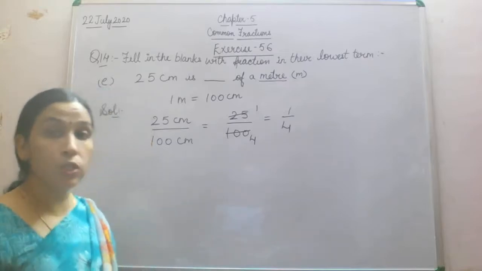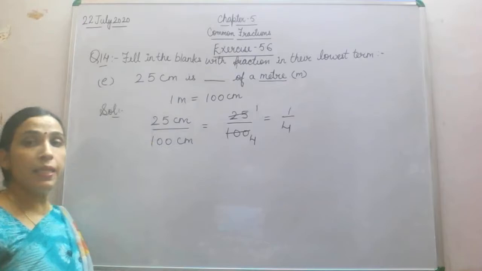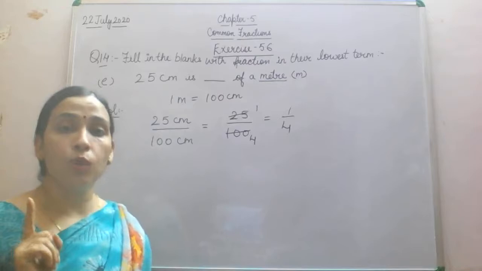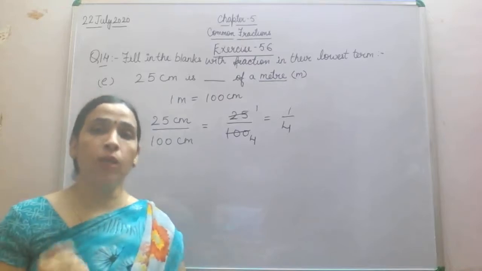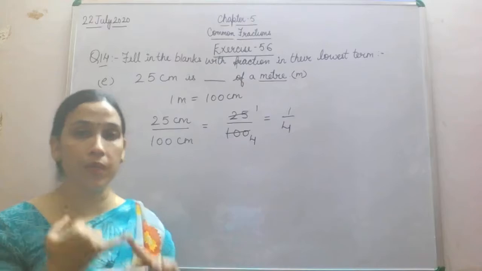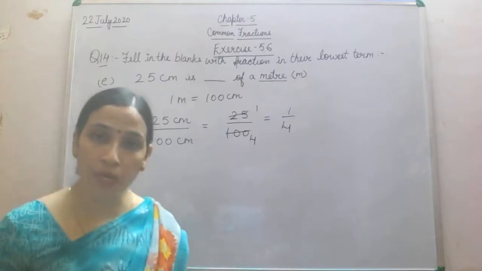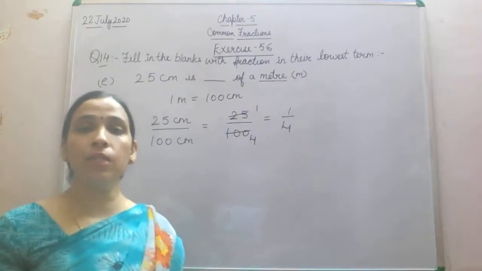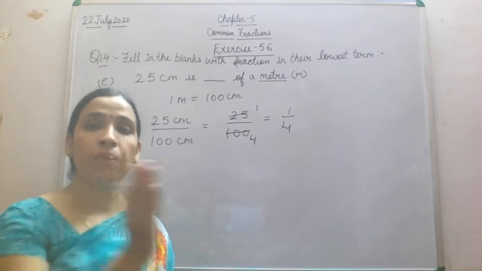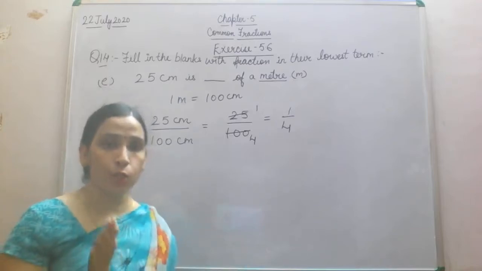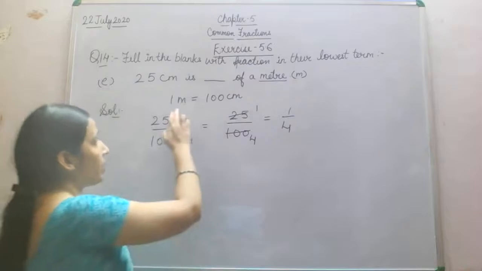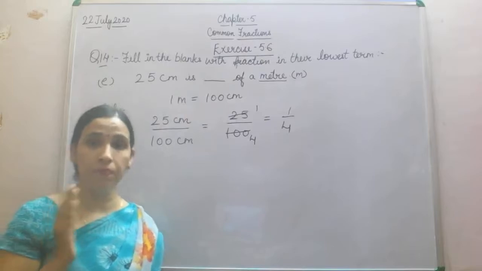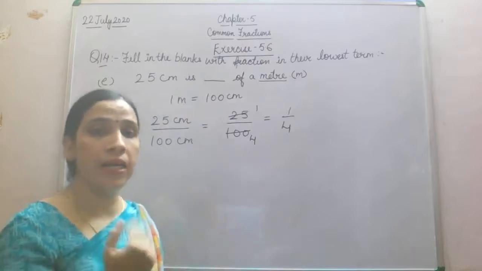Now let's see the question again and then we will write the answer of this E part. 25 centimeter is dash of a meter. So what is the first step? First of all, you have to write a relation between the units in which you have to find it out and what is given. Now centimeter and meter have been given, so you are going to find the relation between centimeter and meter. So we will write here, 1 meter is equal to 100 centimeter. That you all are aware of, that in 1 meter we have 100 centimeter.